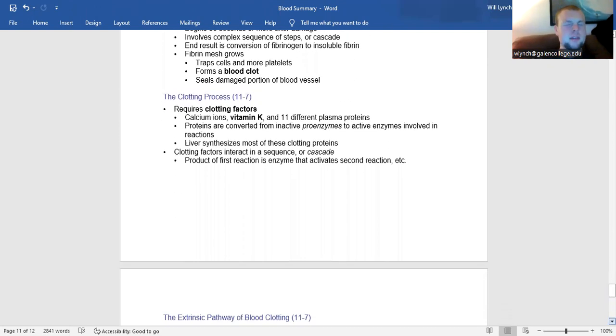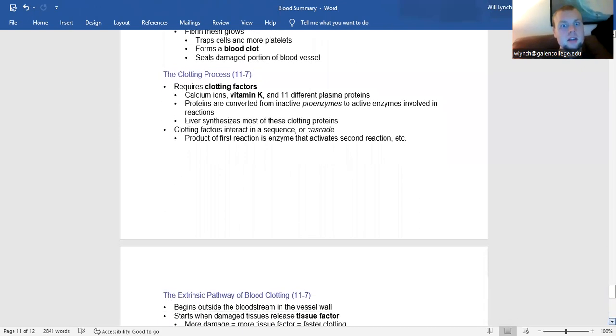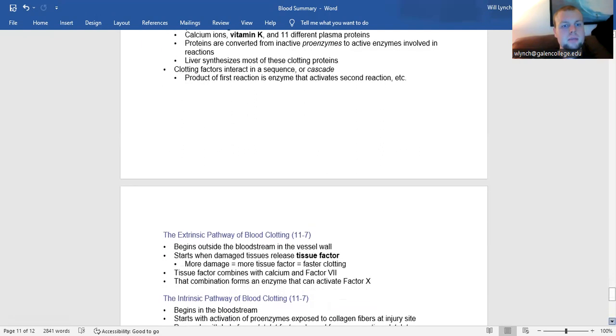Clotting is going to require several different factors. We need things like calcium ions, we need vitamin K, and we also need 11 different plasma proteins. All of these proteins are going to be converted from inactive forms known as proenzymes into active enzymes during the reaction. The liver is going to synthesize most of these clotting proteins, right? The clotting proteins and the clotting factors are going to interact in a signal cascade that is going to lead to one reaction after another.